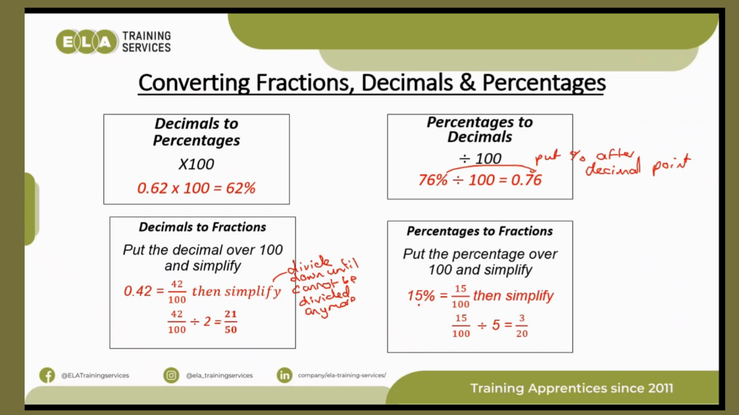So say we had 15%, you would put it over 100, you would then simplify it, you could divide both by 5, and then you're left with 3 over 20. So decimals to percentages, put the number before the percentage. Percentages to decimals, put it after the decimal point. Decimals to fractions and percentages to fractions, you put it over 100 and then simplify.